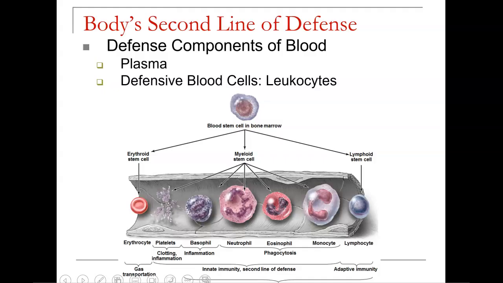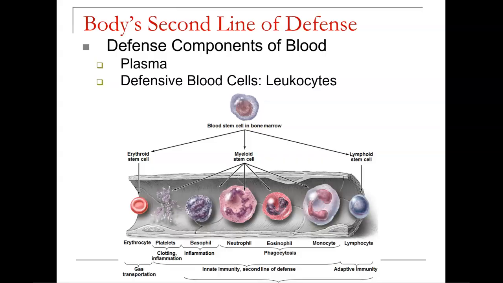Now coming on down to the second line of defense. Those were all part of your first line of defense. Now we're going into the body's second line of defense. It operates when pathogens penetrate the skin or mucous membranes. It's composed of cells and antimicrobial chemicals, many of which are contained in or originate in the blood. So first we're going to go over the defense components of the blood.